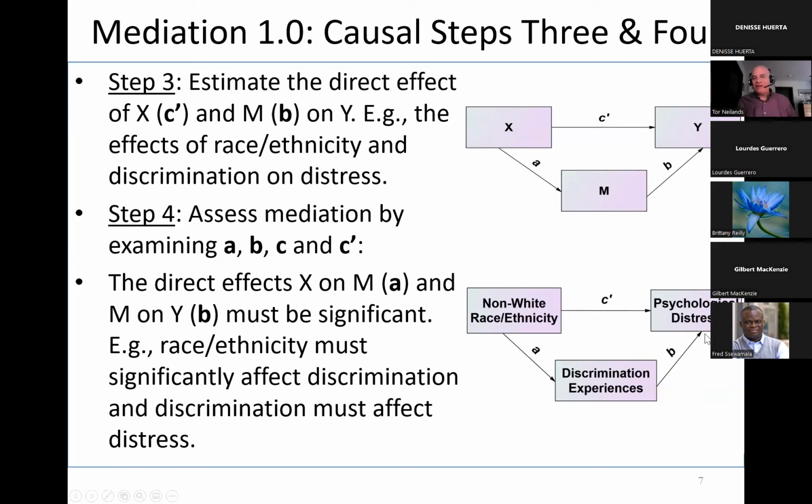And this is conceptually logical. It's intuitive, right? I mean, if you want to have mediation, you're going to need to have the separate legs of this overall pathway significant, right? So if there's no association between non-white race, ethnicity, and discrimination experiences, then how can discrimination mediate the total effect? And similarly, you're going to want to have discrimination affecting psychological distress for essentially the same reason. If you don't have that part of the pathway, then there's no continuous flow throughout the whole pathway from non-white race, ethnicity through discrimination experiences to psychological distress. So that's the logic of this third bullet here on this slide.